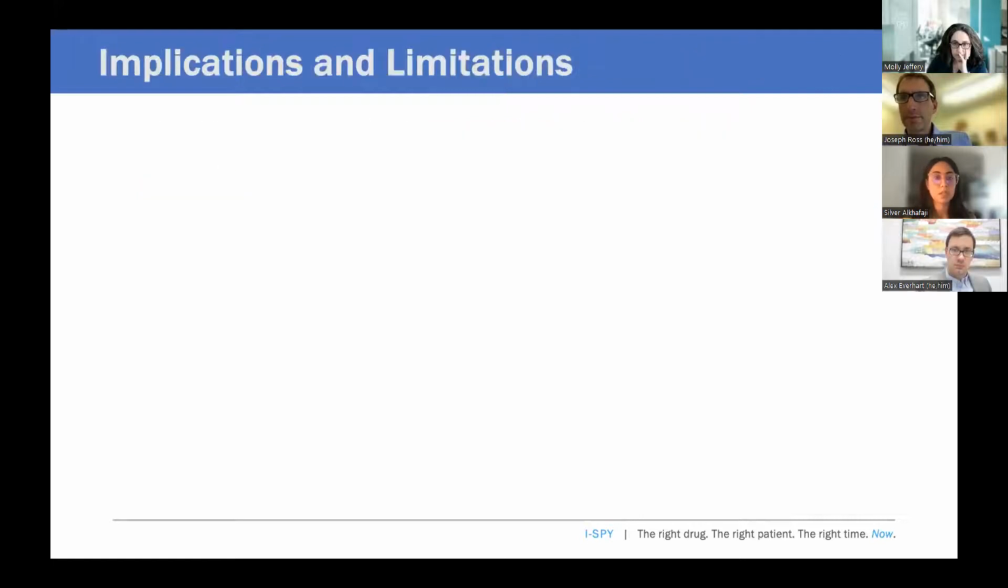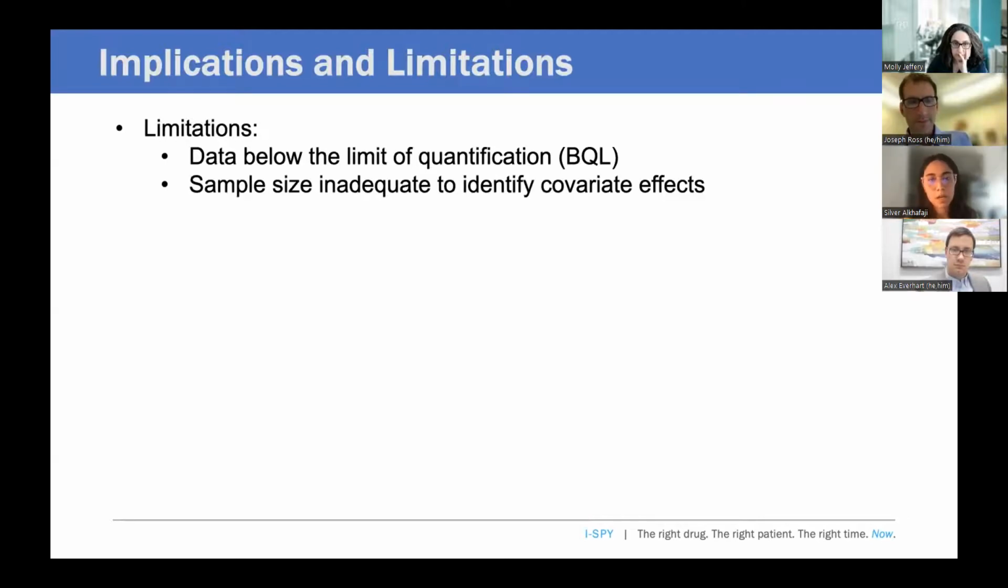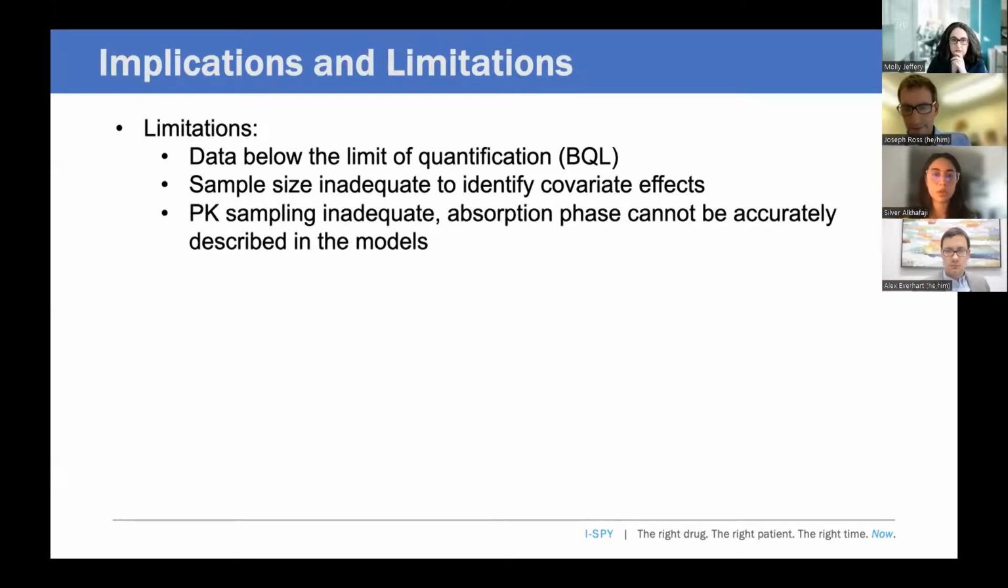Some of the limitations would be having data below the level of quantification, and the sample size may be inadequate to identify the effect of covariates like demographics, age, race, and ethnicity on the PK profiles. And the sampling could also have some errors in capturing the absorption and elimination phases to actually get a good looking PK profile.